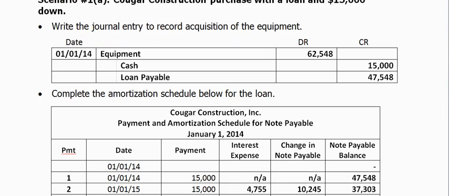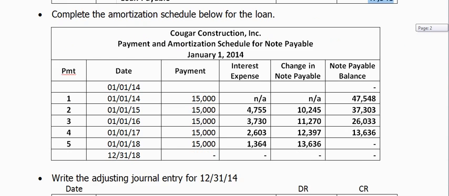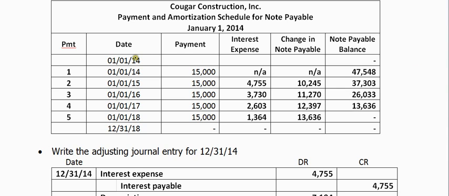So this isn't lease accounting, this is just, hey, let's remember what a purchase looks like. So they would recognize equipment worth $62,548 on the date of purchase. They put $15,000 down right over here, and the balance on day one would be $47,548. Now from that number, you can get an amortization schedule. So I have two 1/1/14 rows. Your book doesn't do this, but when we get to leases, you'll see why it's good to separate that out.